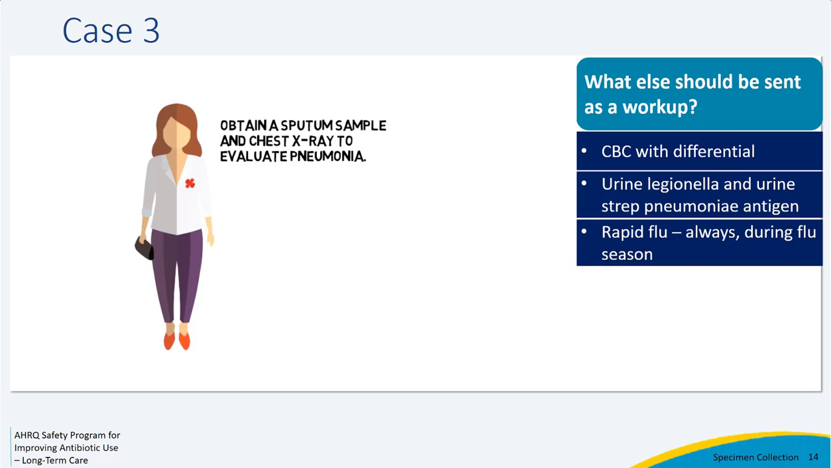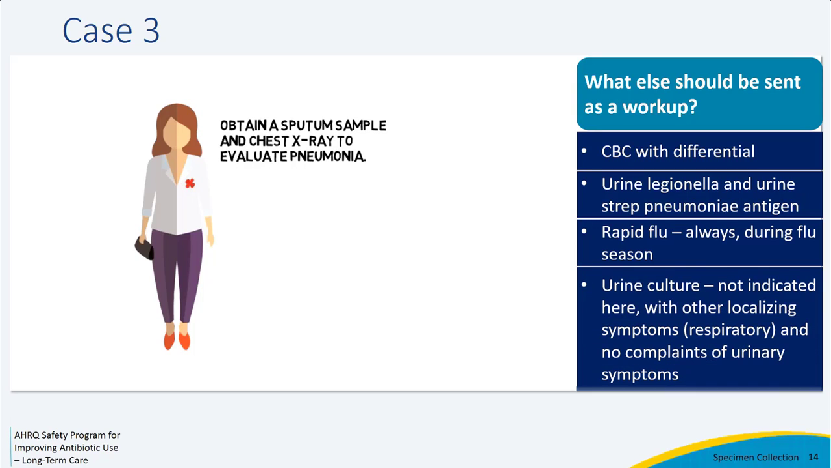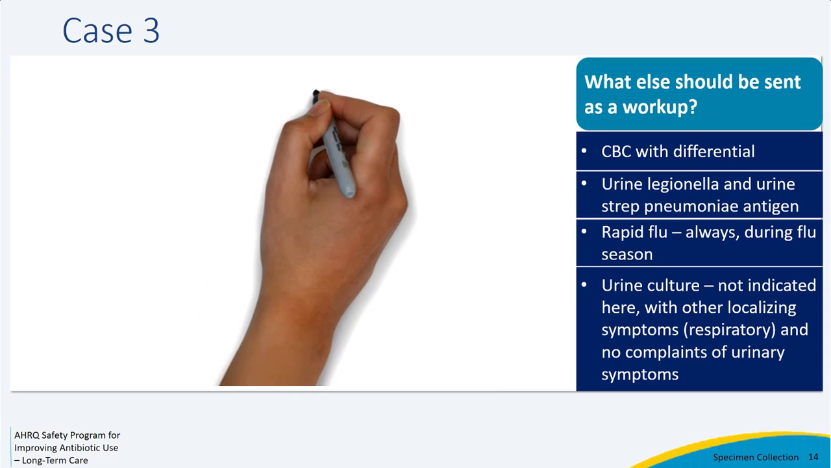Rapid flu. This test is always recommended during flu season, from October through March. Flu is very contagious, and if we don't monitor for it, an outbreak can occur in the facility. Urine culture. The resident has symptoms of cough and fever, with no complaint of urinary symptoms. Without urinary symptoms, and another good reason for fever, we would not recommend obtaining a urine culture.